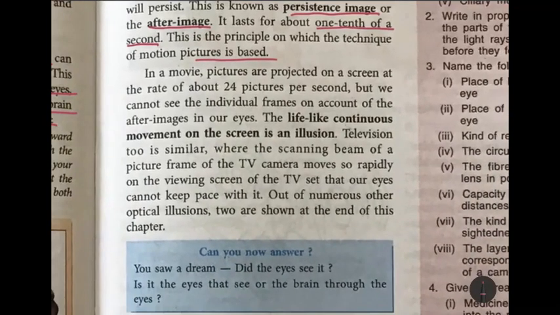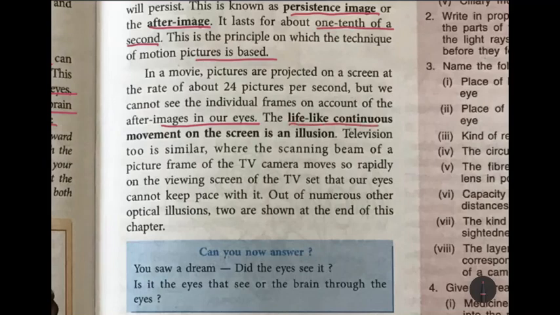Now in a movie, what happens? Pictures are projected on a screen at the rate of about 24, very quickly, one after another. So in 1 second, 24 pictures are projected on the screen, but we will not be able to see each frame separately, because an after image is formed in our eyes. You must have seen in science centers that you rotate so many pictures, and when you rotate it quickly, you just see one image. It is this only.